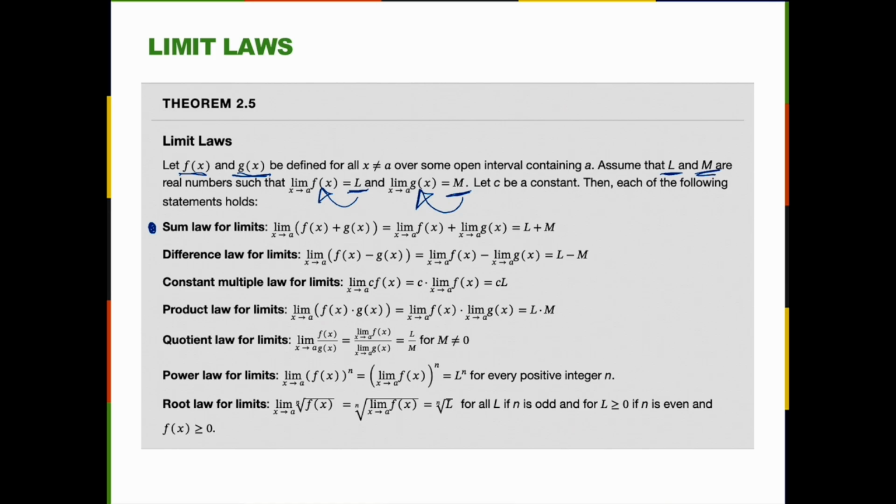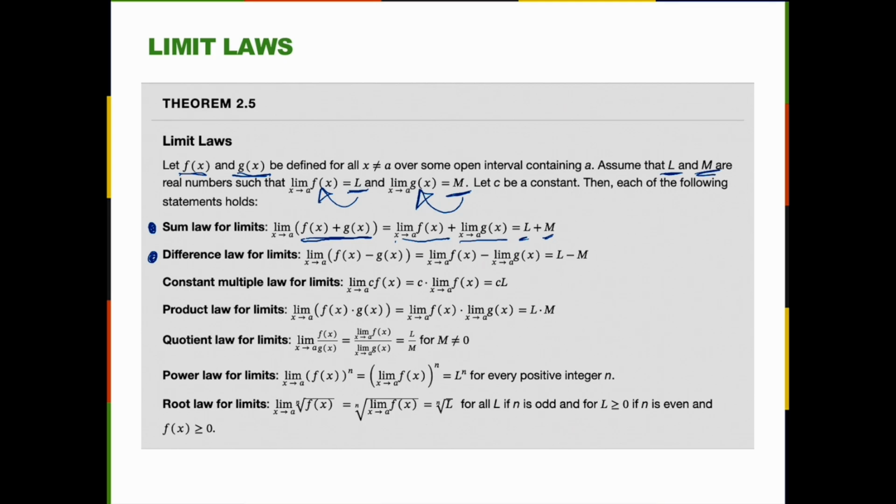Now, the sum law tells us that the limit of the sum is the same thing as the sum of the limits. If I create a new function by adding f and g together, and I take the limit as x approaches a, since I know that the limit for f of x and g of x exists at that point a, and I know what their values are, I know that they're L and M, then I can take the limits separately and just add them up. So I find the limit of f of x, I find the limit of g of x, which I know what they are, and I add them up.